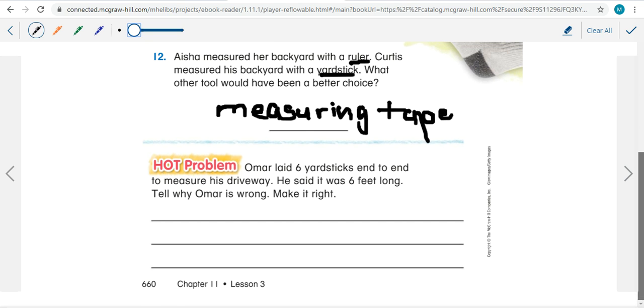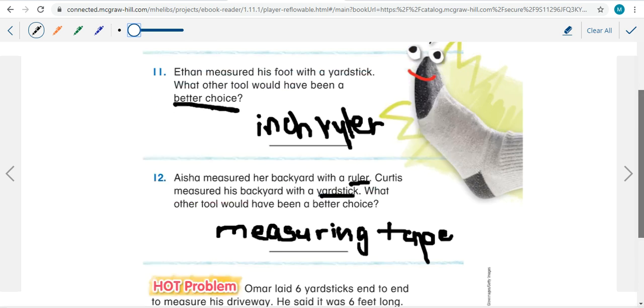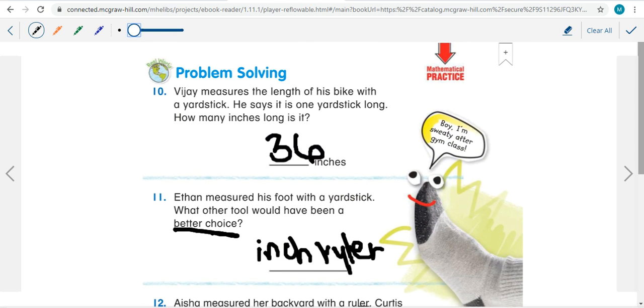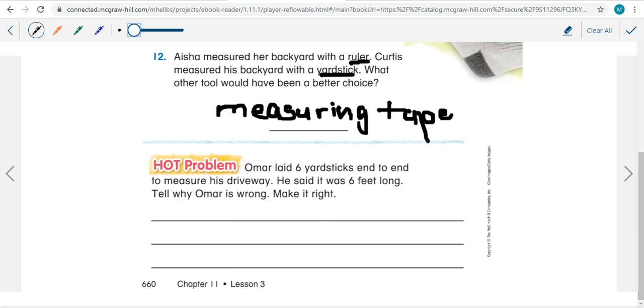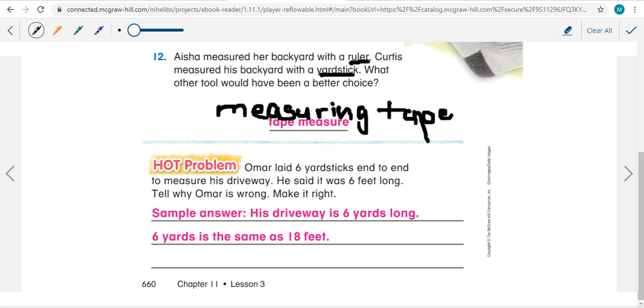Okay, remember that we are selecting measuring tools. Now the answer for hot problem, remember that Miss Marlene always shows you the answer for number 4 hot problem, and the answer is here. Measuring tape and tape measure is the same thing. Okay, so copy the answer for hot problem in your book.